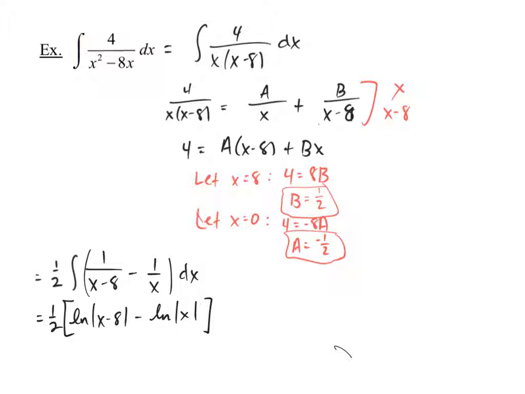Now, this is not how the question is going to look on the AP exam if it's a multiple choice problem. You're going to have to go a little bit further than this. So we're going to have to remember that there is a property for logarithms that says if I subtract logarithms, what I can do is divide their arguments. And so this is going to become, as a final answer, the natural log of the absolute value of x minus 8 divided by x, because of this minus sign here. That's why I do division, because of the quotient rule of logarithms. And then, of course, don't forget about plus c.